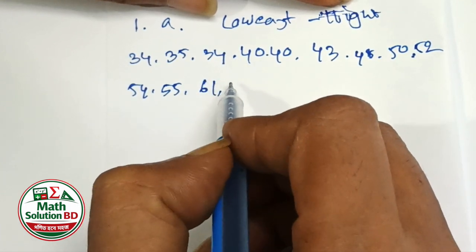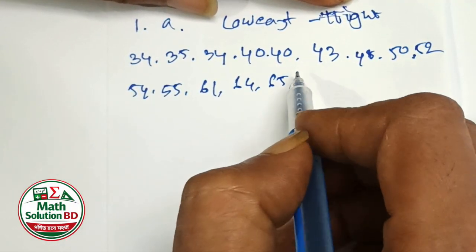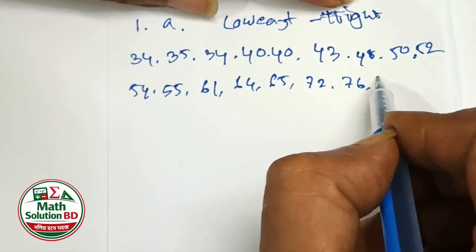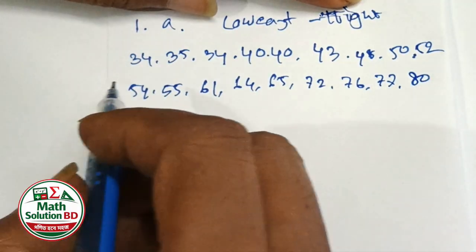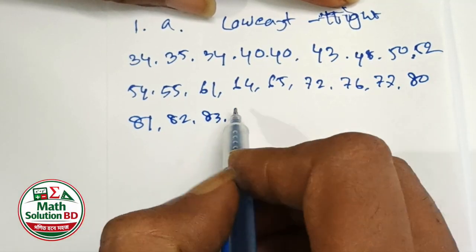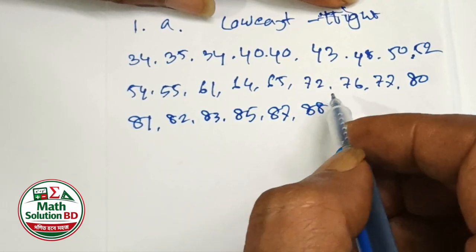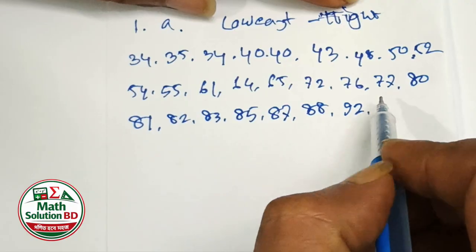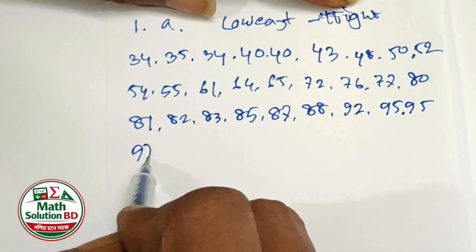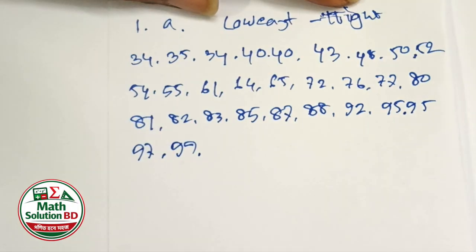61, 64, 65, 72, 76, 77, 80, 81, 82, 83, 85, 87, 88, 92, 95, 95, 97, and 99. Number A is complete.